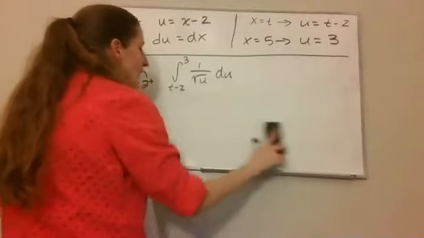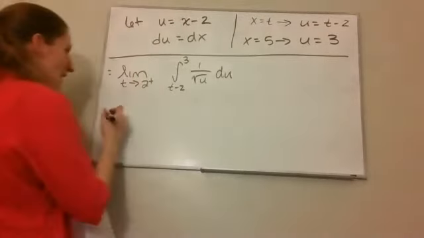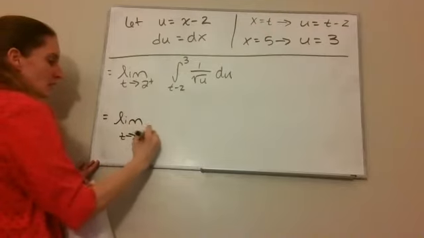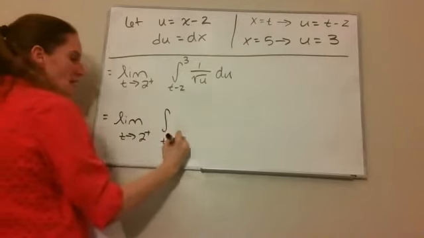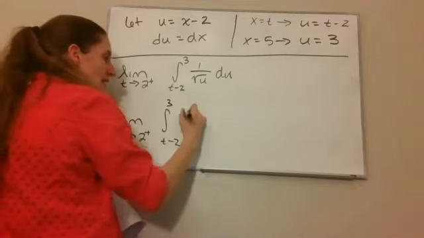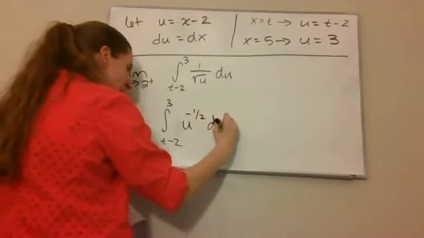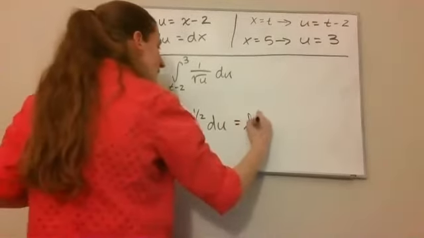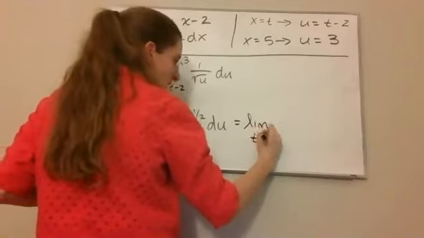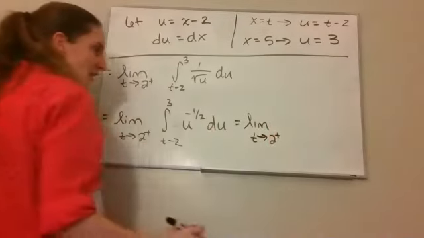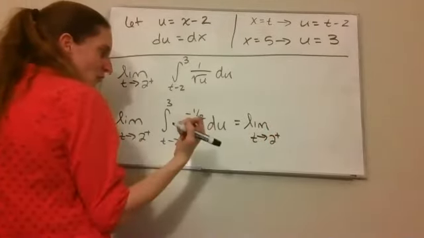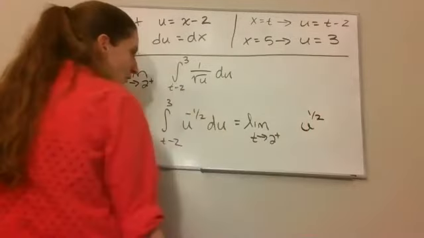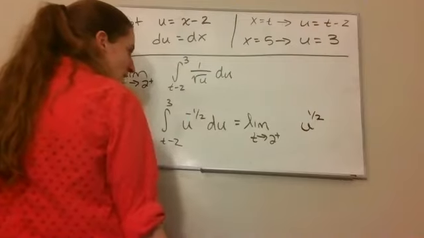Now, 1 over square root of u, I can rewrite that as u to the negative 1/2 power. So let me just rewrite my entire integral with u to the negative 1/2 power. And now I can do the antiderivative. I have my limit as t approaches 2 from the right of the antiderivative of u to the negative 1/2. So I'm going to add 1 to the power, u to the 1/2, and then divide by my new power.